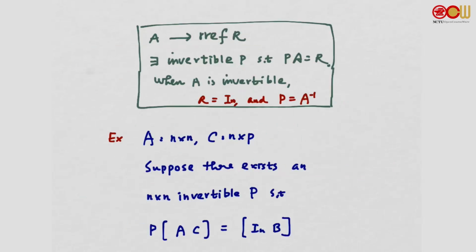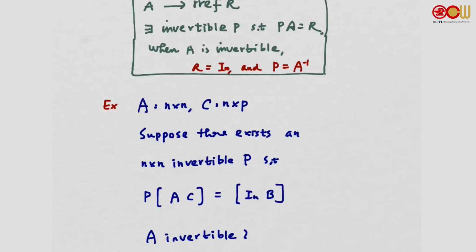Suppose we have an n by n matrix here. A is n by n, C is n by p, and suppose we form the augmented matrix A and C. So this is an augmented matrix. Now suppose we can find an n by n invertible P such that when we multiply P here, on the right hand side we get an identity matrix in place of the A matrix, and in place of the C matrix we have a B matrix here. First question, is A invertible in this case?